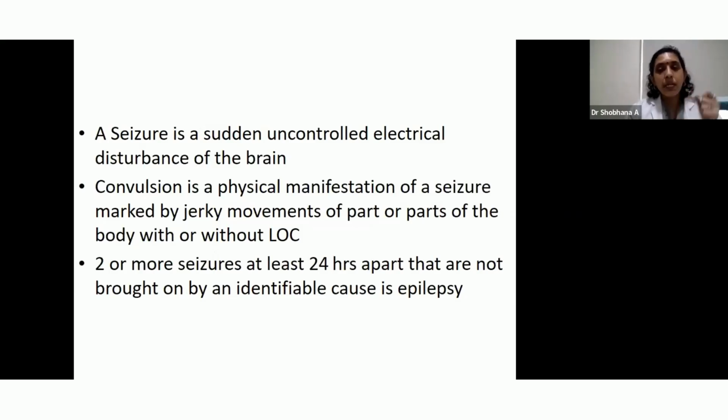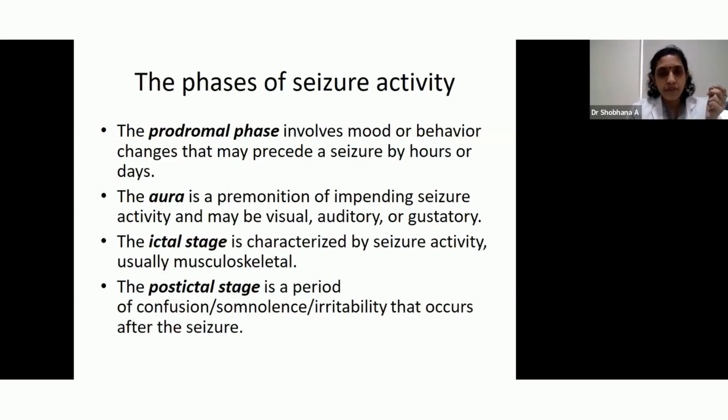So what you see, a convulsion, is a physical manifestation of a seizure marked by jerky movements of part or parts of the body with or without loss of consciousness. When there are two or more seizures at least 24 hours apart that are not brought on by an identifiable cause, then that is called an epilepsy.